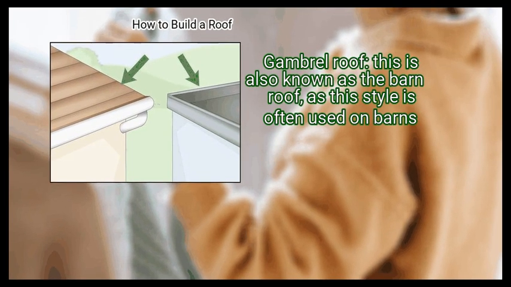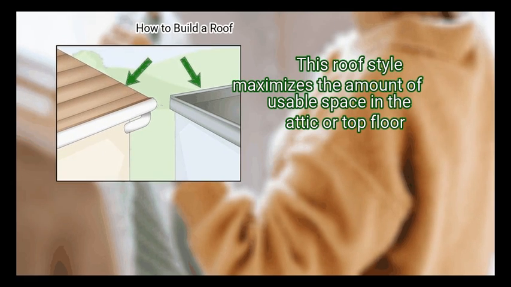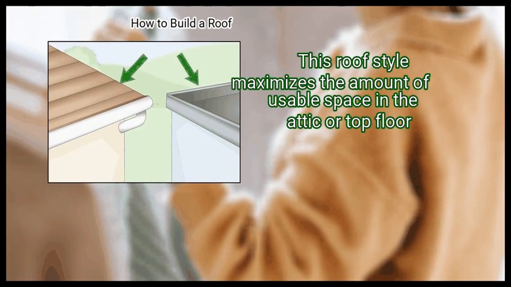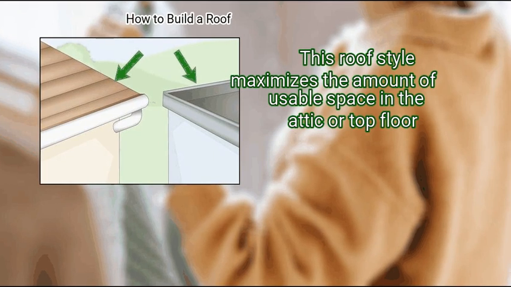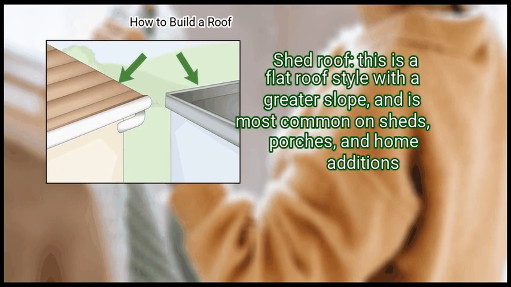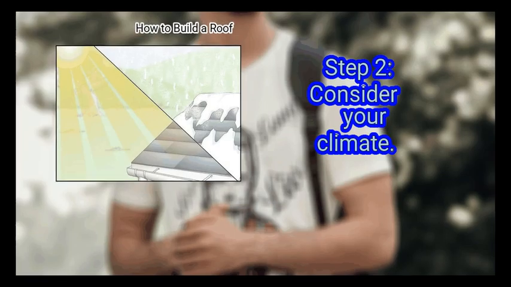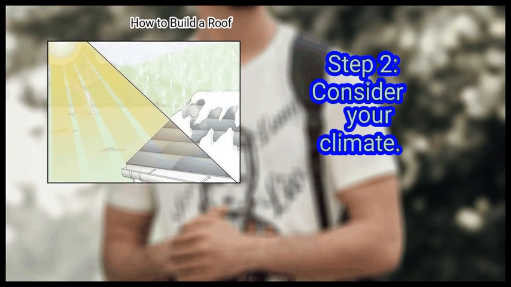Gambrel roof. This is also known as the barn roof, as this style is often used on barns. This roof style maximizes the amount of usable space in the attic or top floor. Shed roof. This is a flat roof style with a greater slope, and is most common on sheds, porches, and home additions. Step 2. Consider your climate.